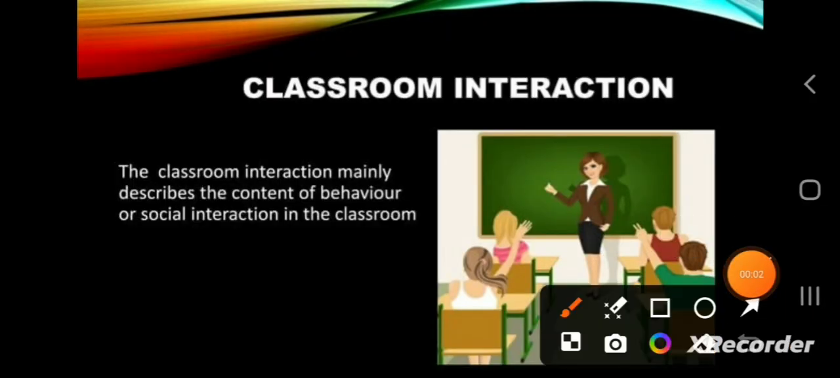Classroom interaction. Classroom interaction refers to the ways in which students and teachers communicate and engage with each other during lessons. This can include verbal exchanges, non-verbal cues, group work, and individual responses. Key aspects of classroom interaction include teacher-student interaction: how teachers ask questions, provide feedback, and facilitate discussion. Effective interaction helps clarify concepts and keep students engaged.